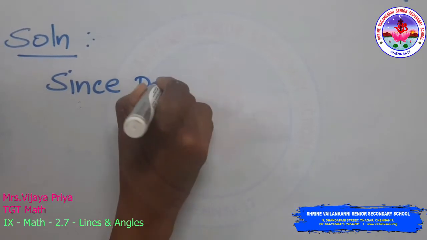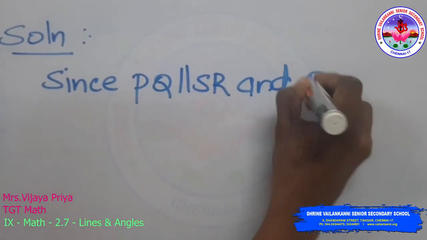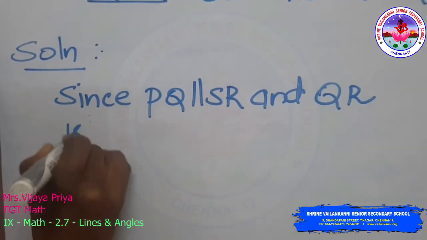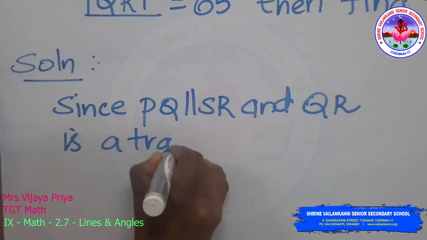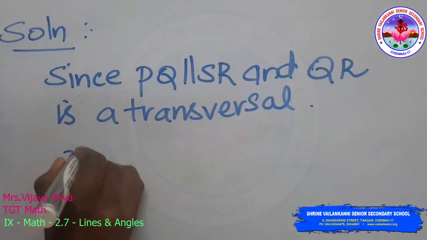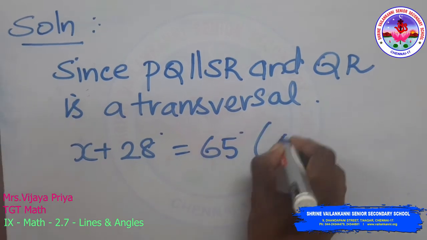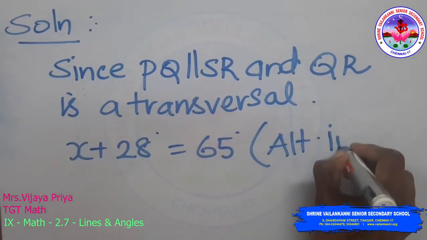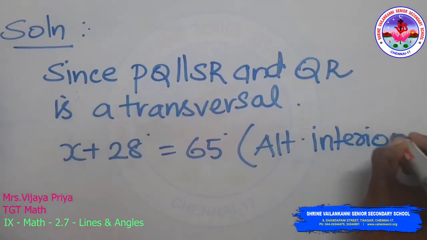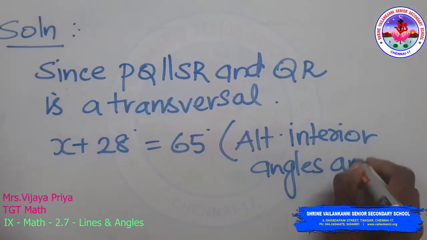Since PQ is parallel to SR and QR is a transversal, we get X plus 28 is equal to 65 degrees. Reason: alternate interior angles are equal.